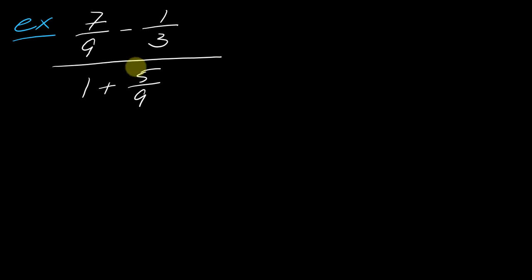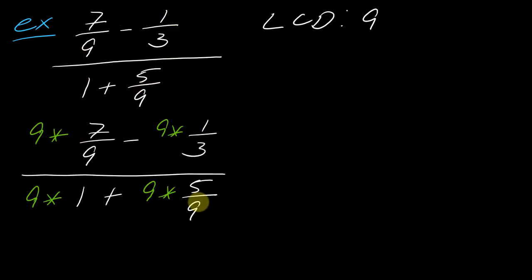Okay, so in this case, I've got 7/9, 1/3, and 5/9. So the LCD among all of that will be 9. And now I just want to show you what it means to multiply this 9 by every single part of the problem. There are 1, 2, 3, 4 things in this problem. So notice that I've multiplied 9 4 times.